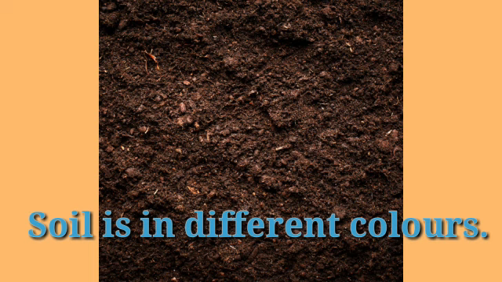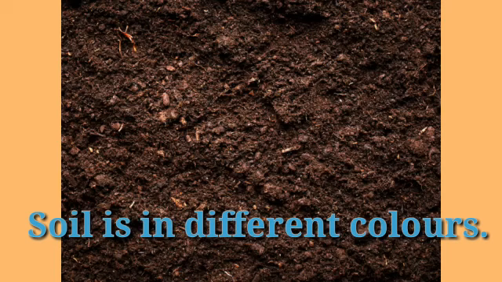Children, you can see the soil. Is the soil color the same? No. Some soils are red in color, some are white, some are brown. So there are various types of soil. Soil is mainly classified by its texture, properties and different forms of organic and mineral compositions. So today we discuss the types of soil.